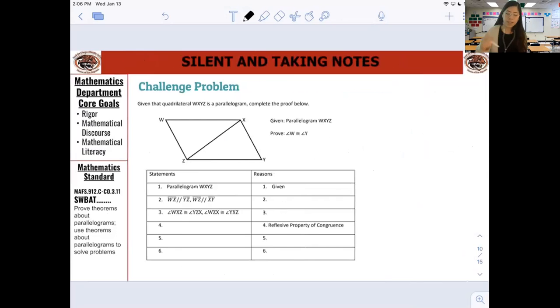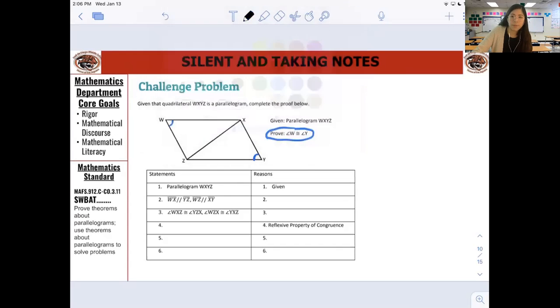Proofs time. Let's do it. I don't want to hear complaints. Here we go. Given that quadrilateral WXYZ is a parallelogram, complete the proof below. We want to prove that angle W equals angle Y. That's what we want to prove. That W equals Y.